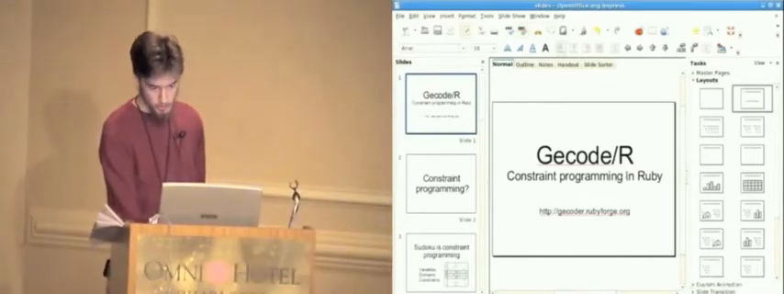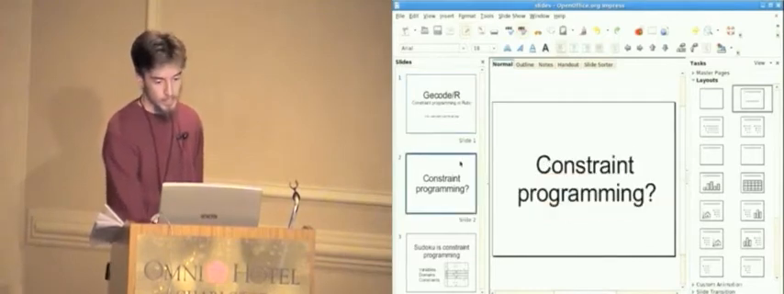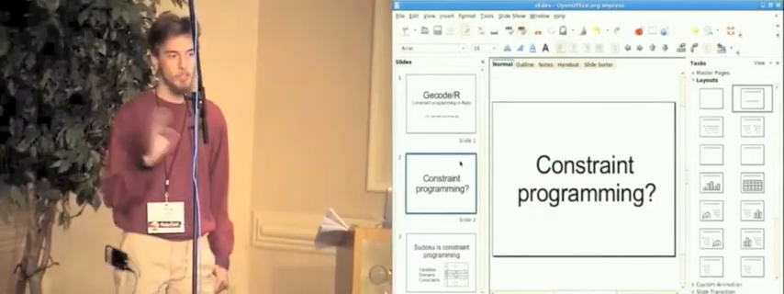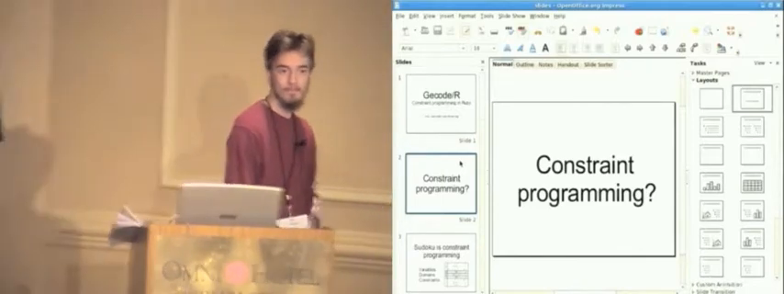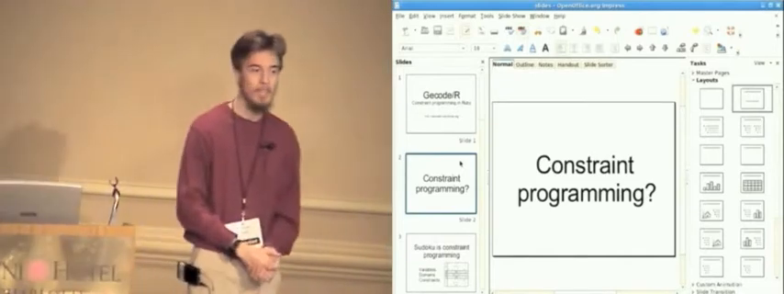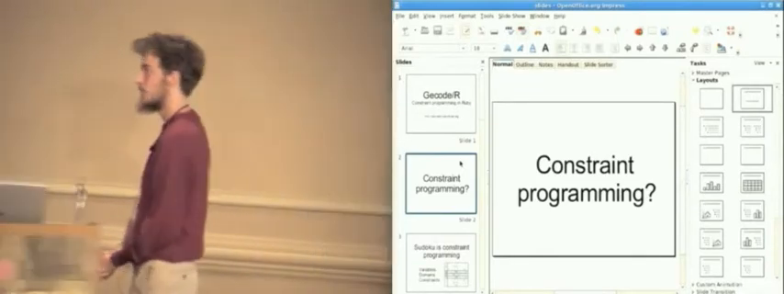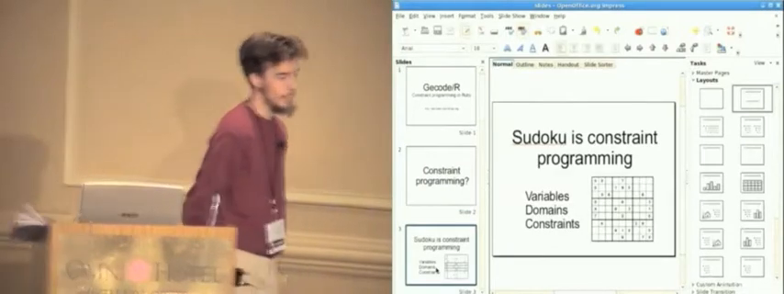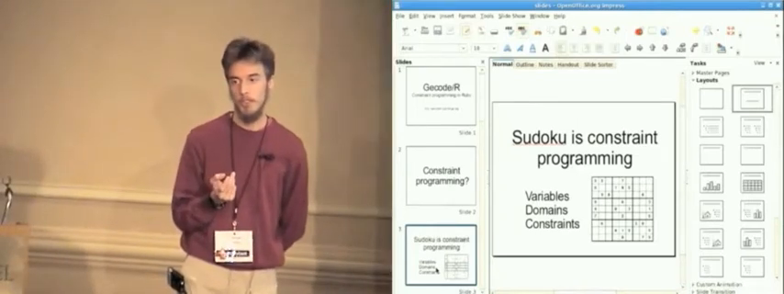So I'm going to be talking about Geocode R, which is constraint programming in Ruby. So the first question is, of course, what is constraint programming? Is there anyone here who has heard of constraint programming before? Anyone at all? Okay. So constraint programming, well, what is it? Well, basically, Sudoku is constraint programming. Is there anyone here who has not heard of Sudoku or does not know what Sudoku is?